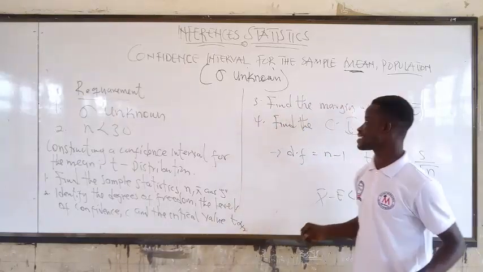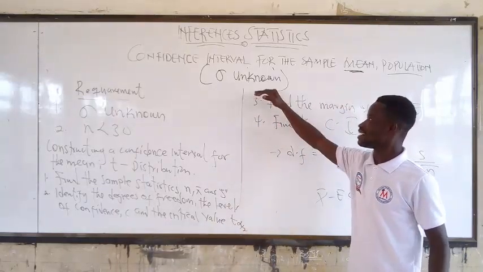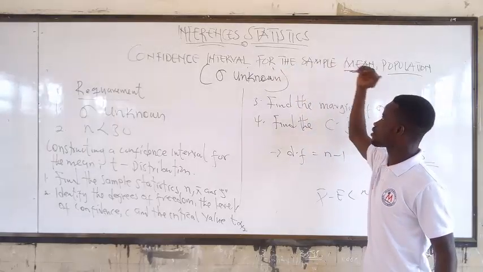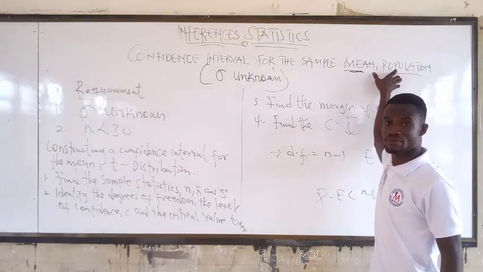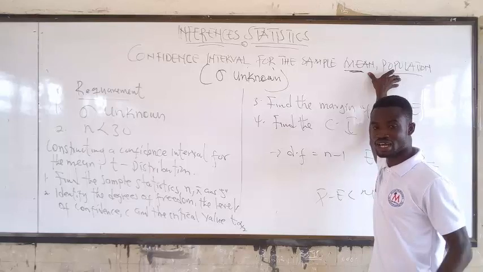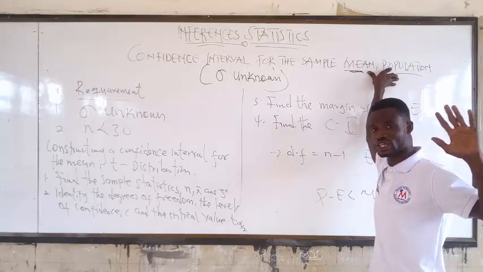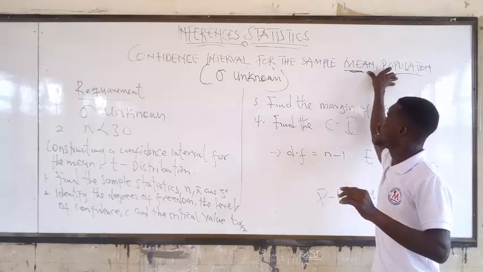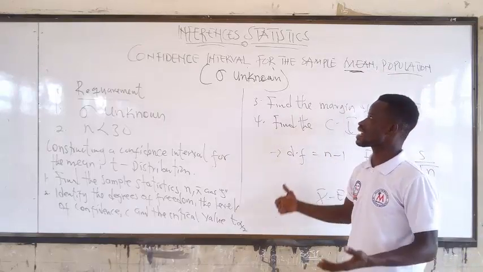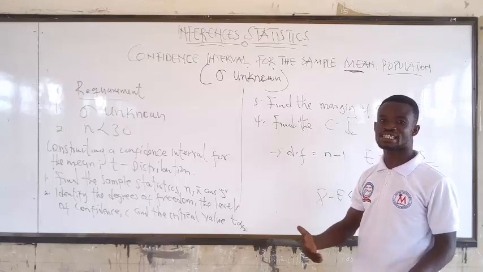So here is where we are. That is the confidence interval for the sample mean. Here we are still dealing with the mean. We are done with the proportion already. Proportion is just only one stage and you are done. But the mean talks of where the standard deviation is known and where it is unknown.